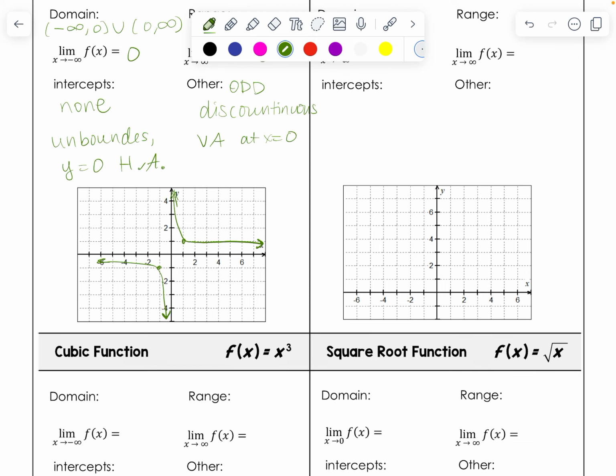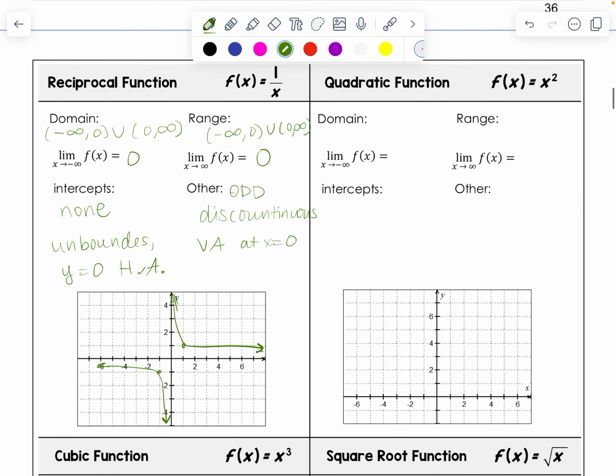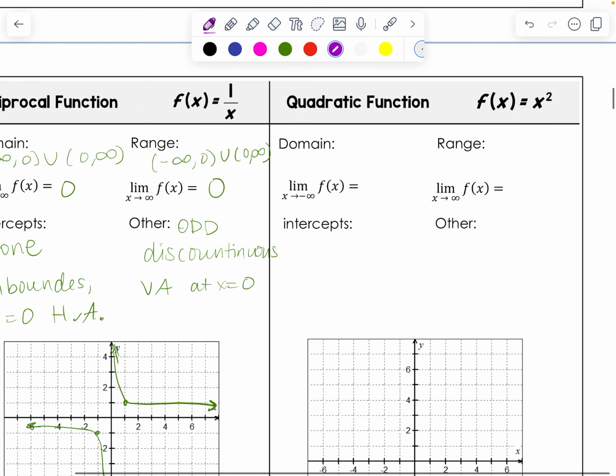Okay, let's look at the next one. The quadratic function, we've worked with this one a lot. We know quadratics are all reals. So the domain is all real, and the range stays above the value of 0. So it starts at 0, and it goes to infinity.